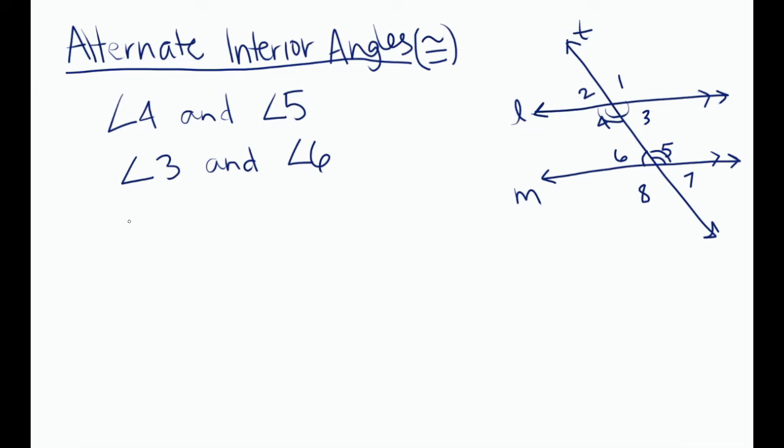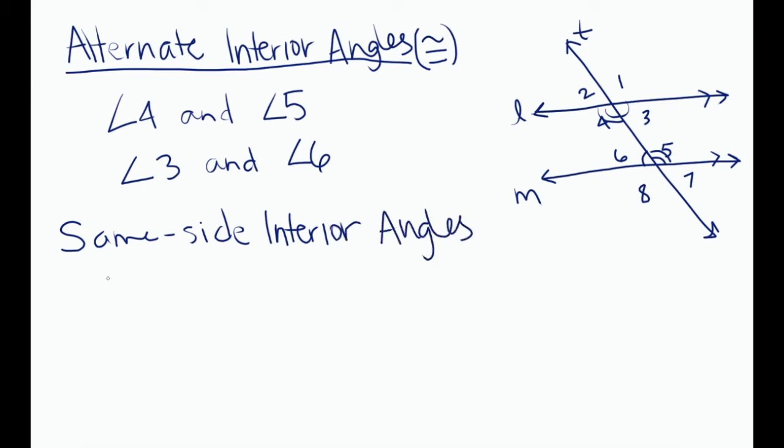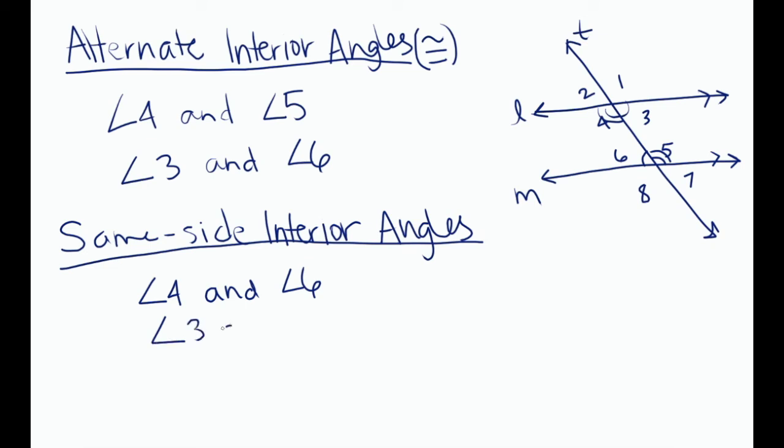Let's look at another type of angle. So we can also have same side interior angles. And these are also going to be angles on the inside, but they're going to be pairs that are on the same side of the transversal. So that's going to be angles 4 and 6. And it's also going to be angles 3 and 5.